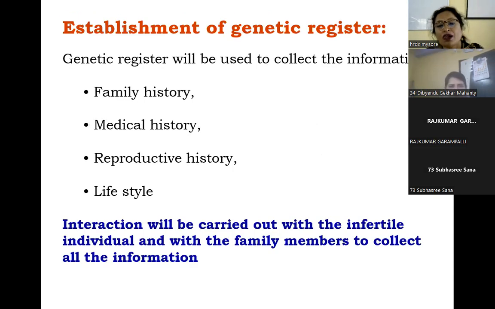And as I mentioned, establishment of a genetic registry is a very important document, because this genetic registry is used to collect information like family history.